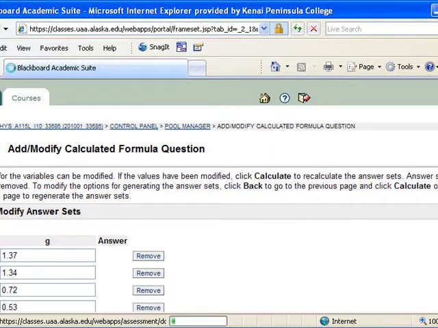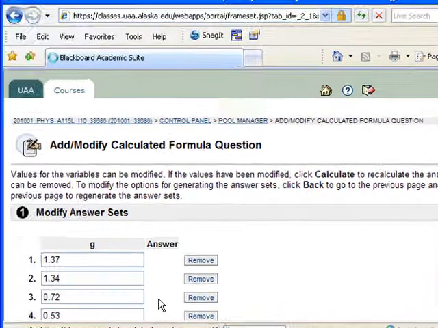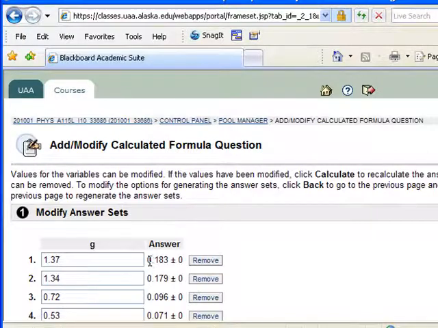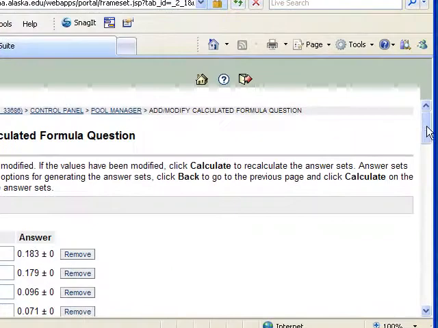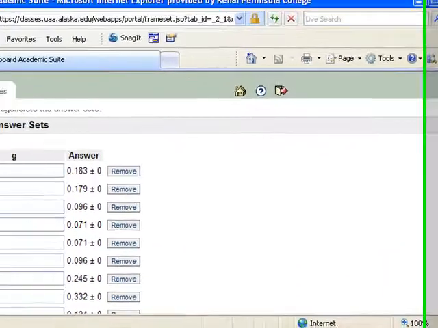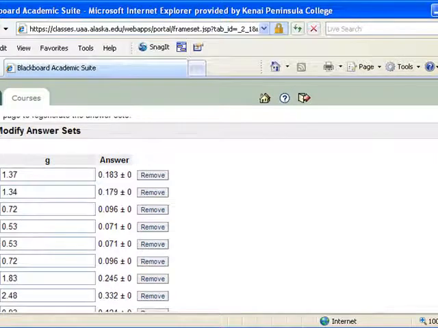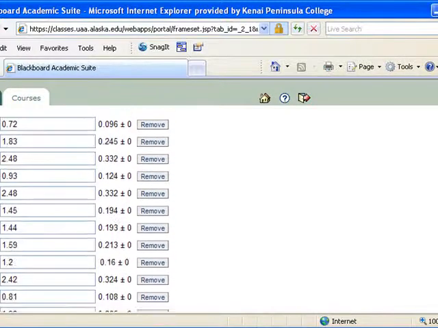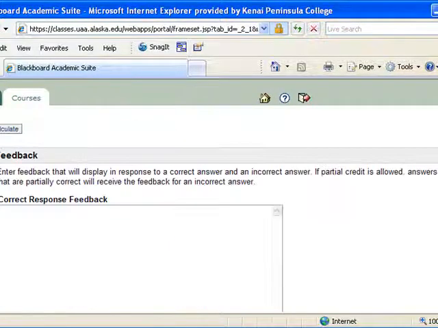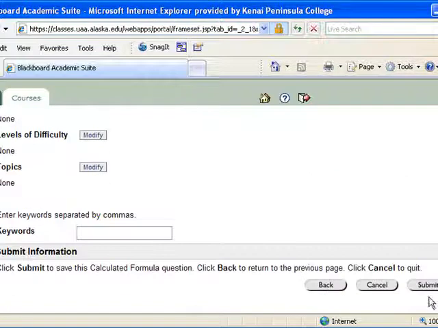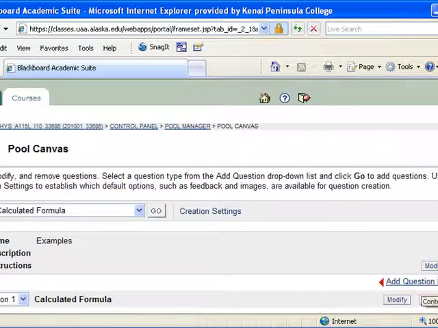Hit calculate, and notice what happens. There, it actually is calculating at this point. These are the input values. It randomly chose 1.37, 1.34, 0.72, and now it came up with the answers. The plus minus 0 here means that right now I don't have any allowance, so the students have to come up with the exact answer there. And there are 20 different ones that I have in there. I'm going to hit submit, and my problem is done.